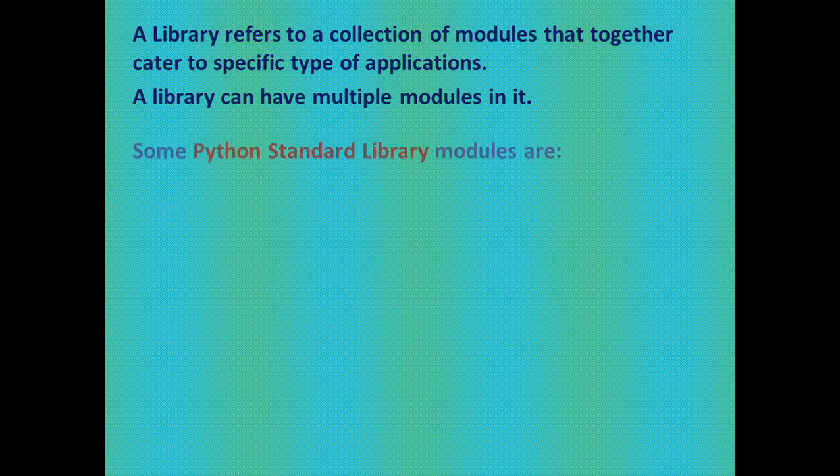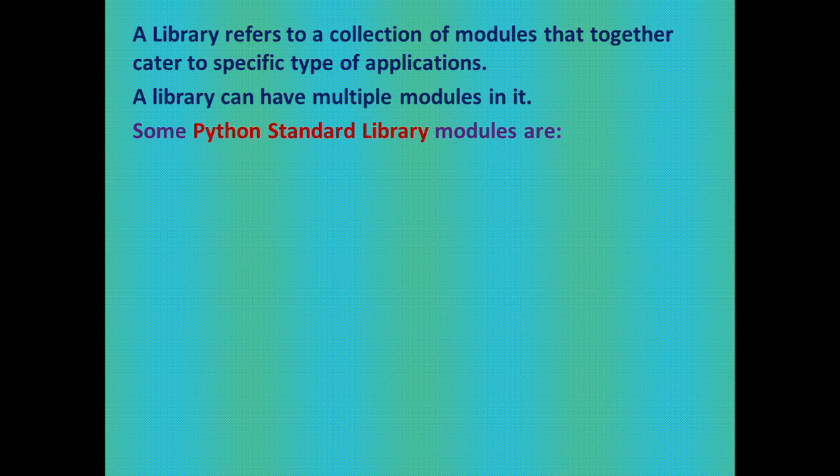Let us see what is a library. A library refers to a collection of modules and all these modules together cater to specific type of applications. In Python, there are many libraries and each library can have many modules within it. Let us see one by one. Some Python standard library modules are given under this.